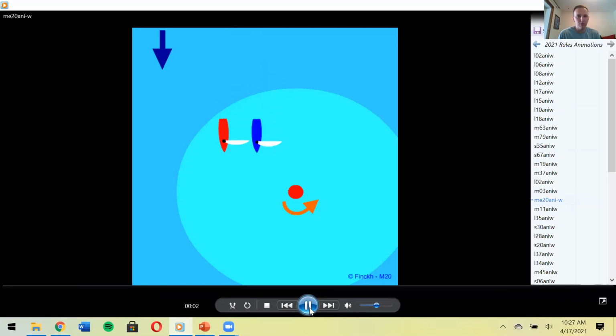Same one, we'll see that. So blue has to jibe here to get around the mark. That means that red needs to keep clear of blue to allow blue to jibe. So red needs to stay away.